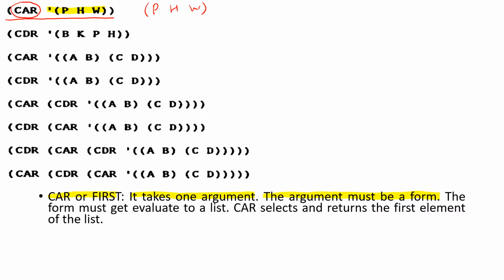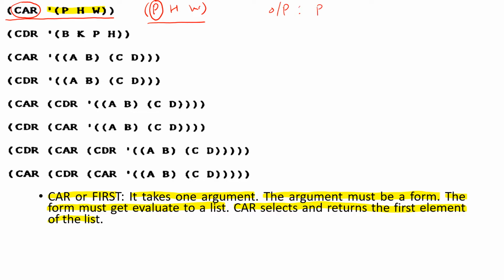As it has been written, this form must get evaluated to a list, and you can see the form is evaluated to a list containing three elements. Now what does CAR simply do? CAR selects and returns the first element of the list. If you look at this list, the first element happens to be P. So the output for the first example would be P.